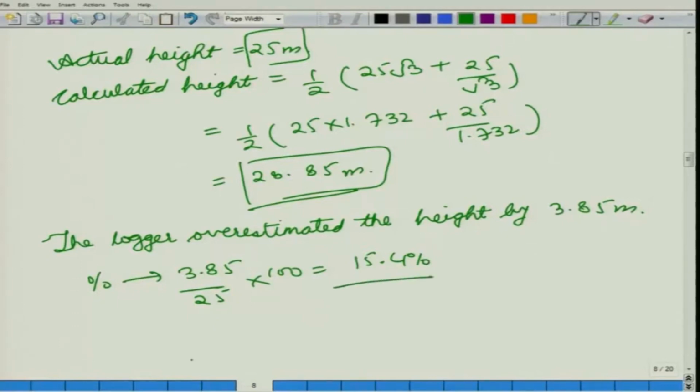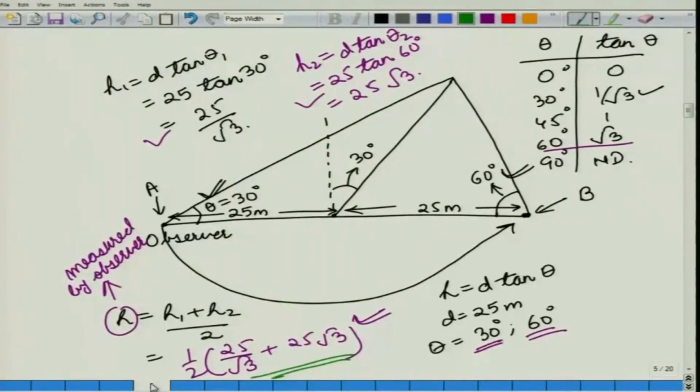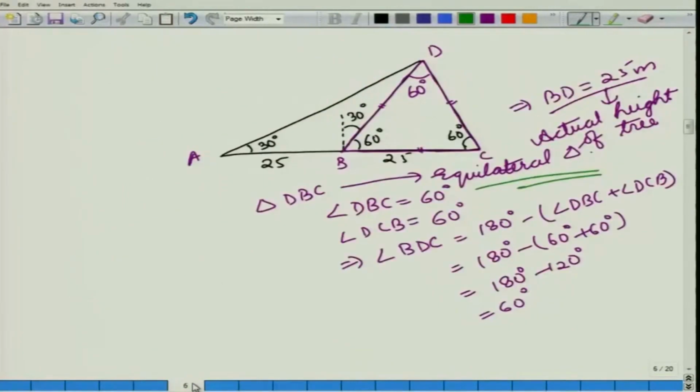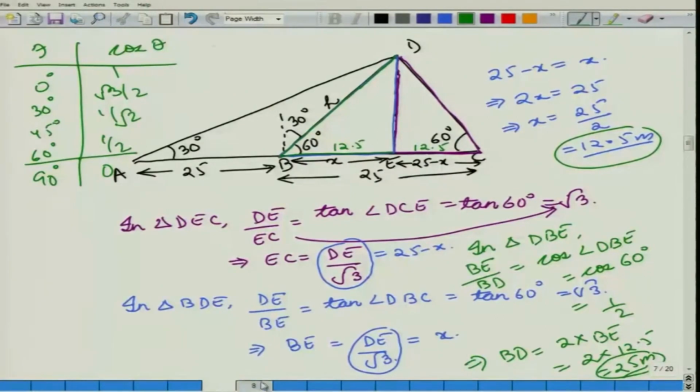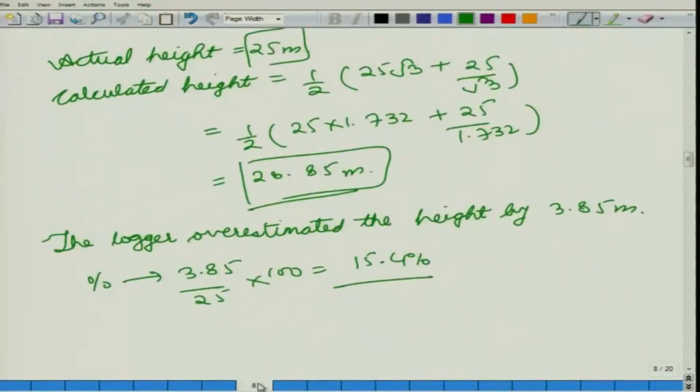So, essentially if you wanted to calculate the height of a tree, you do not have to take the average of these two heights, but you should go either by this method of geometry or the method of trigonometry to calculate the correct height.